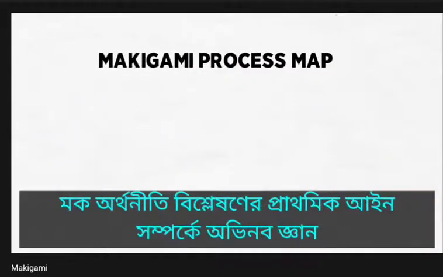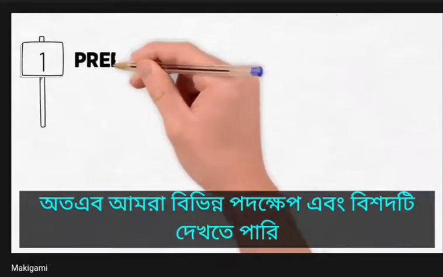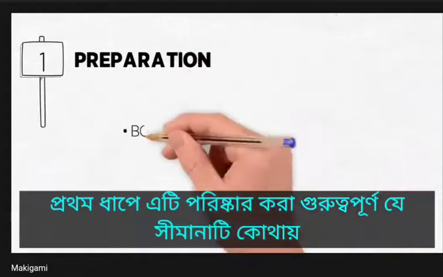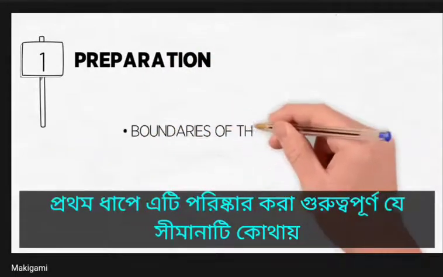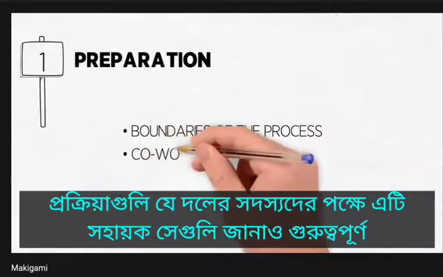Now we have enough knowledge about the elementary laws of the Makigami analysis. Therefore, we can look at the different steps in detail. In the first step, it is important to make clear where the boundaries of the processes are. It is also important to know the team members.